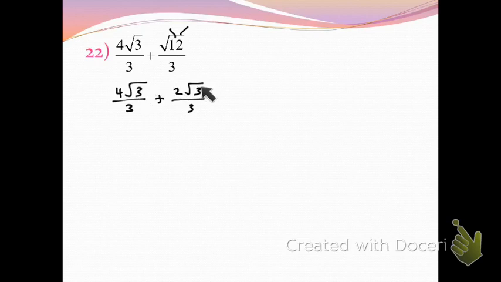What's 4 square root of 3 plus 2 square root of 3? 6 square root of 3 all over 3. Oh, wait a minute. Isn't 6 divided by 3 2 square root 3?